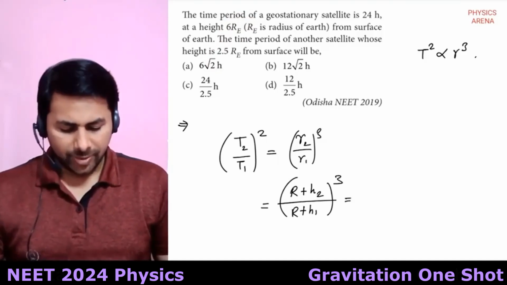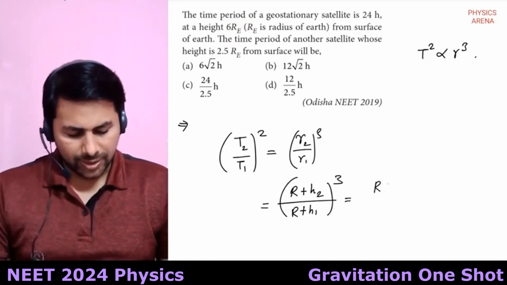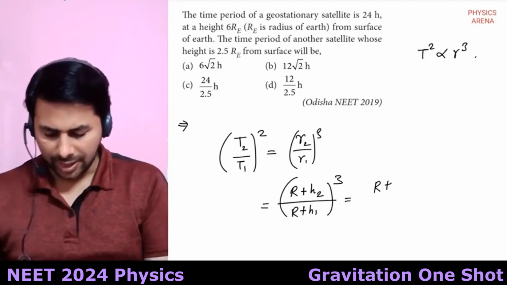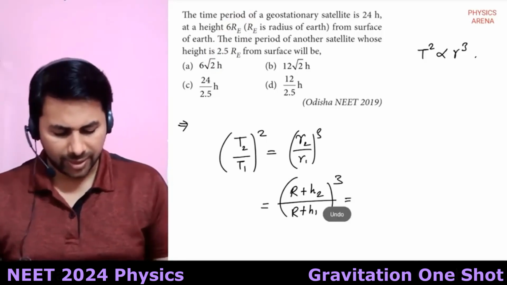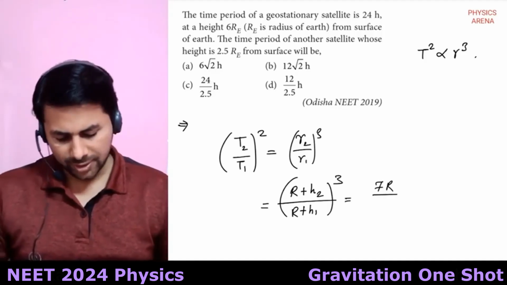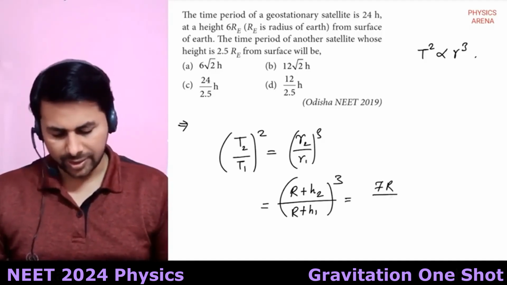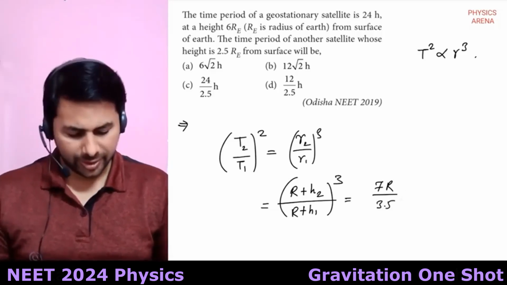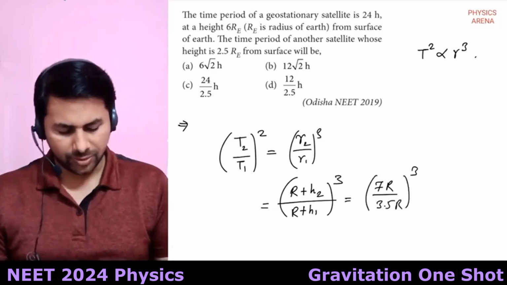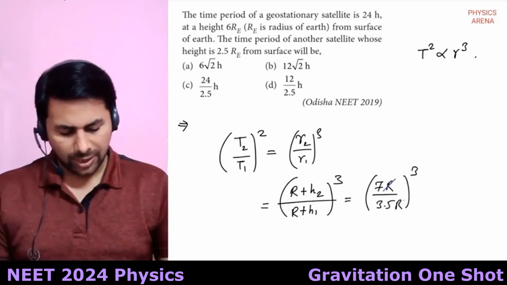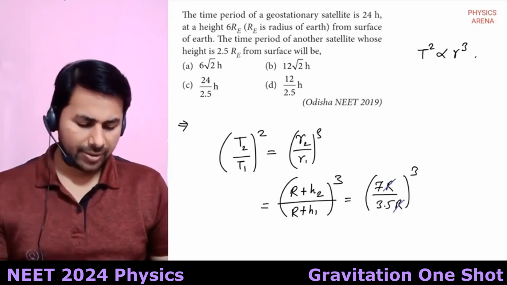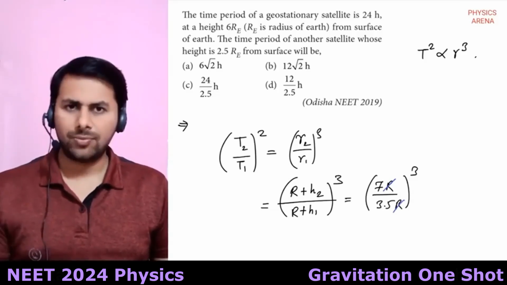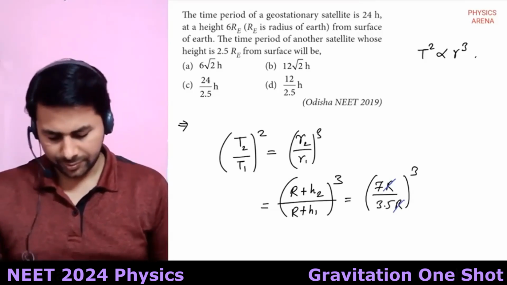RE is the radius of Earth. We can put those heights. So this is R plus 6R, so this will be 7R, and this is R plus 2.5R, which is 3.5R, and we have the cube of this. So R gets cancelled. It is 7 divided by 3.5, cubed. That is 2 cubed, 8.